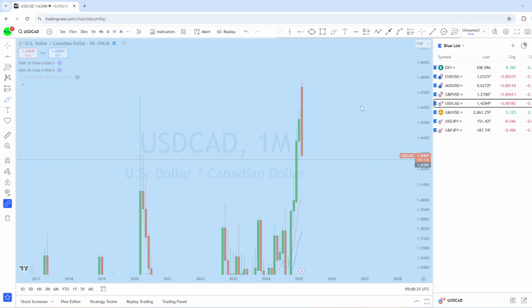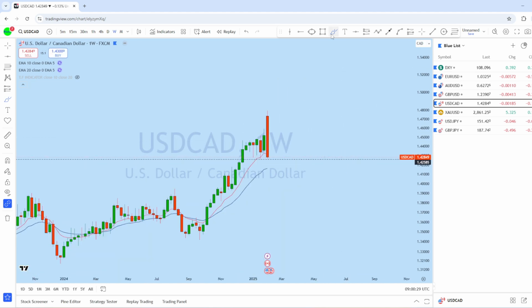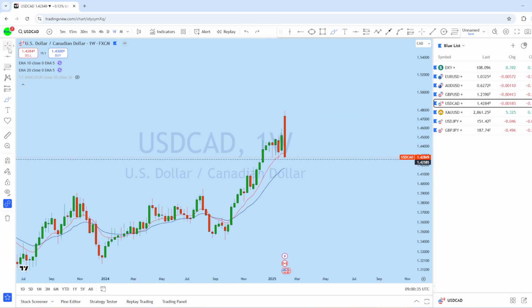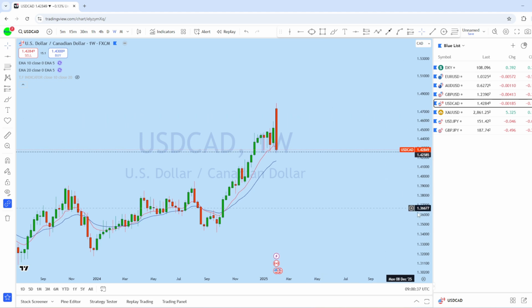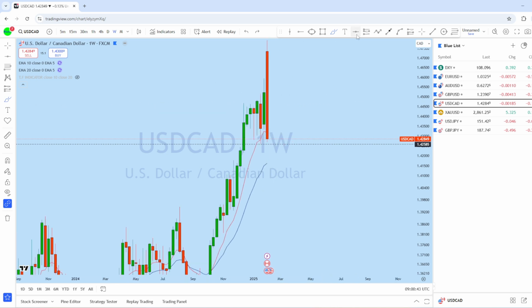Now dropping down to the weekly chart, this is the weekly price action where a gap opened, with a big weekly bearish engulfer here. From the weekly perspective on dollar CAD, I'm expecting this price to drop further to that level here. What you can see here is a previous resistance which is turning into support. There is a weekly 20 EMA.